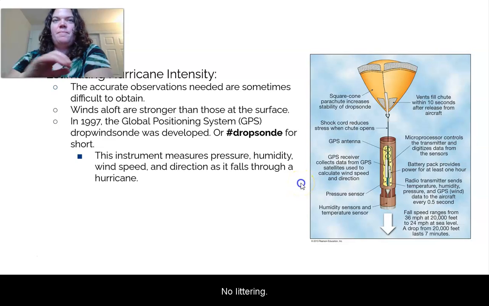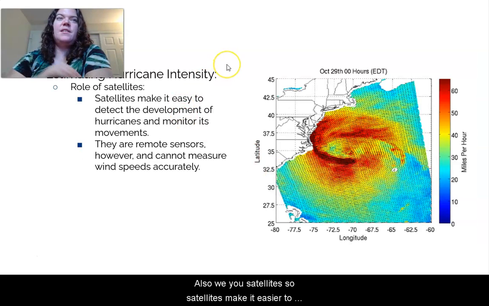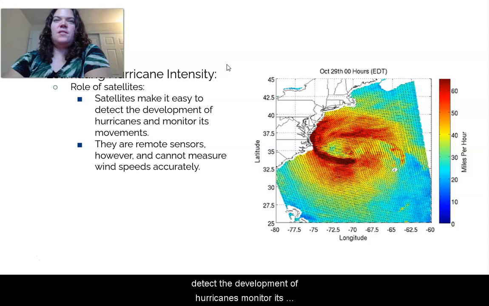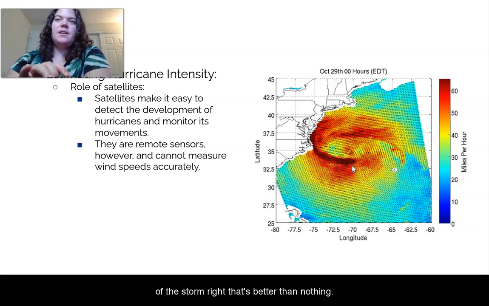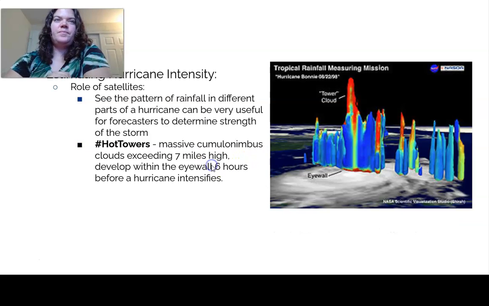No littering, right? Also, we use satellites. So satellites make it easier to detect the development of hurricanes and monitor their movements. They are remote sensors, so it's not super accurate, but I can tell, like, oh, it's more intense on this side of the storm, right? So that's better than nothing.